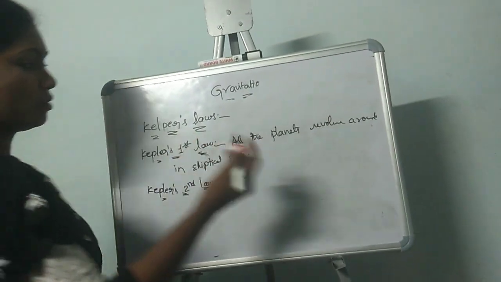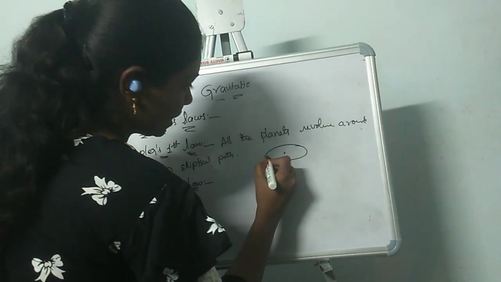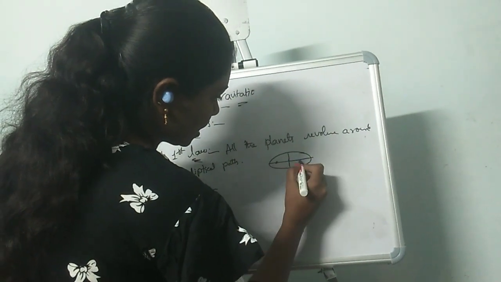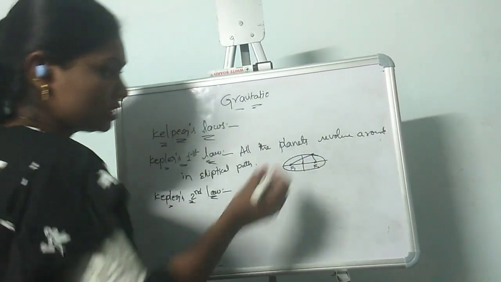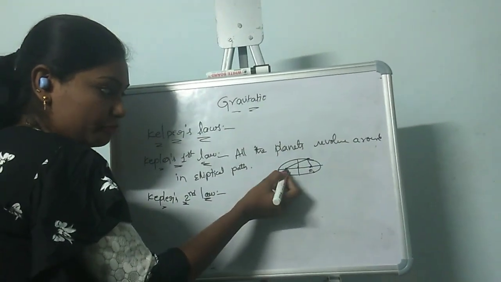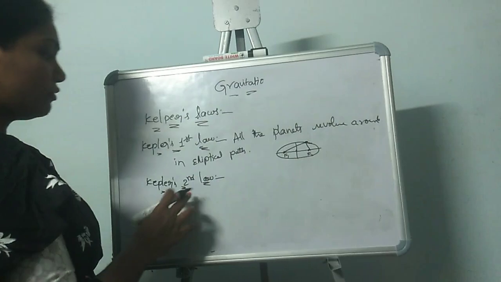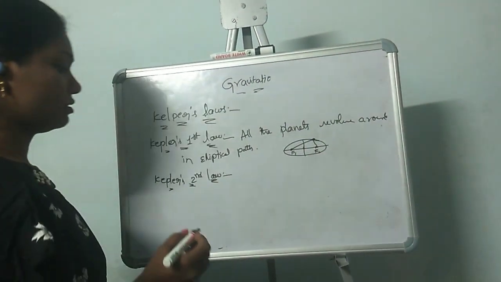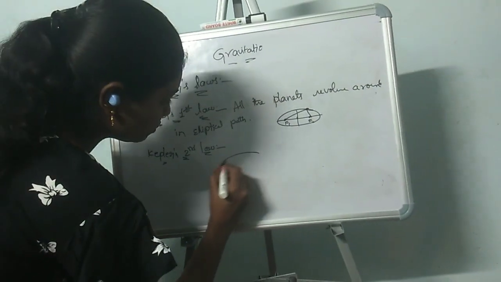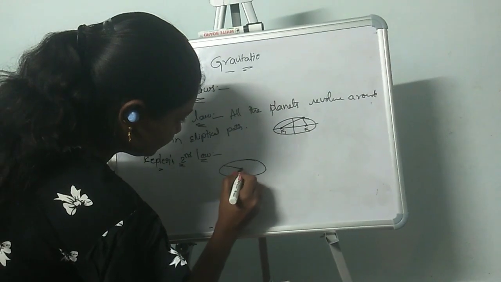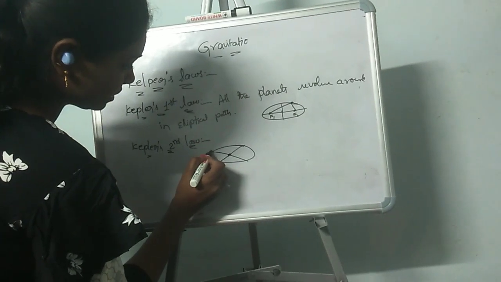Maybe we can take an ellipse. All the planets revolve around the sun in elliptical path. F1, F2. The sun may be situated at F1 or F2, the foci. The planet just revolves around the sun in elliptical path. For Kepler's second law, the radius vector we just take like this. The radius vector is drawn from the planet to the sun.